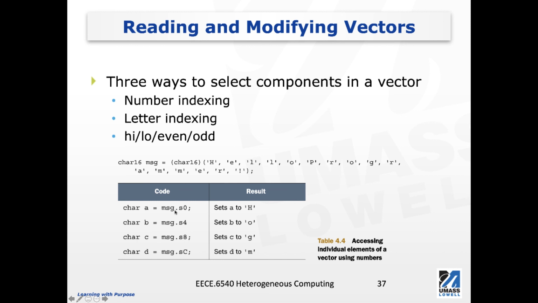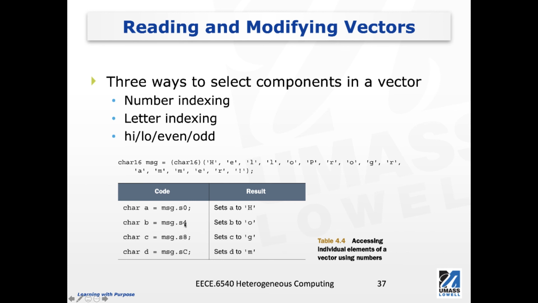And then here are some examples of how we refer to the elements in this vector. In the first line here, we are doing msg.s0. msg is the vector name. Dot and s is to say that I want to find the element with a certain index, and s0 says that I want the element with index 0 in this msg vector. As you can see here, index 0 is letter H. So we're going to get this element and assign it to another variable A, which is again a character type. As a result, we set this new variable A to the capital letter H.